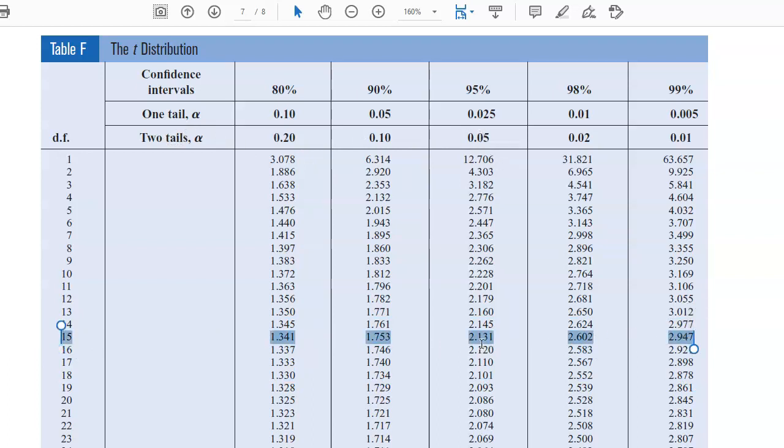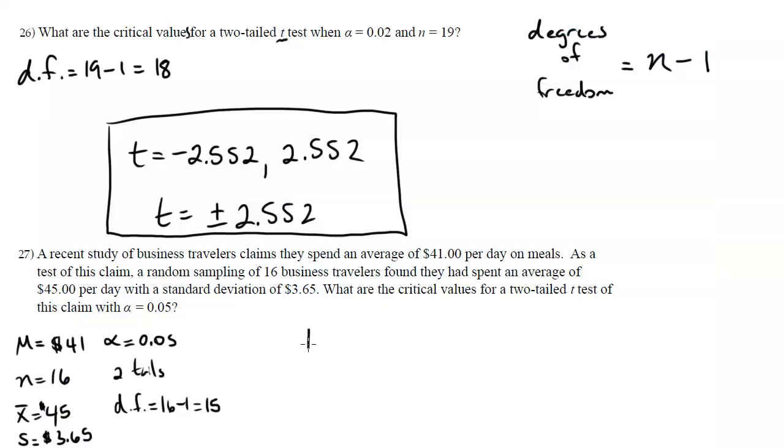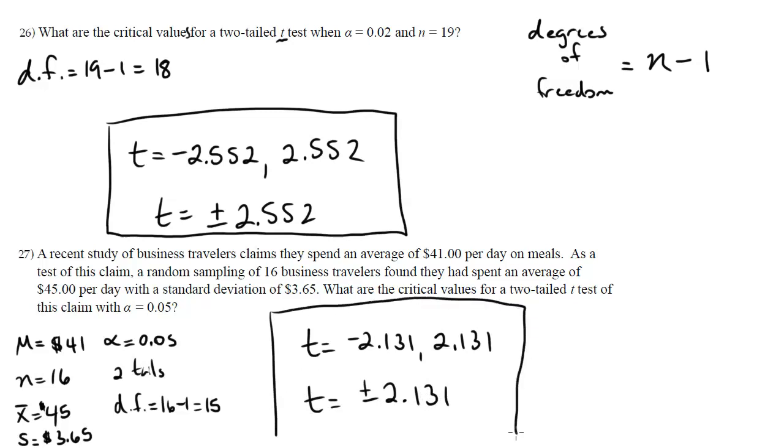0.05, two-tails, 15 degrees of freedom, 2.131. Two-tailed, so negative 2.131, positive 2.131. So plus or minus 2.131. Critical values.